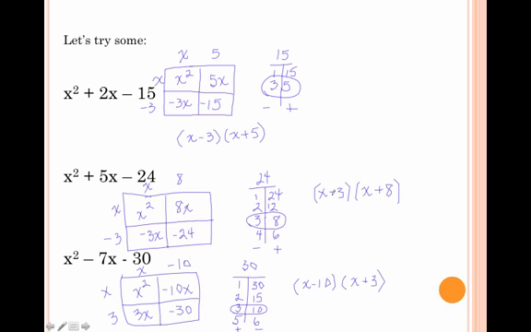Okay, so this one went exactly the same as before. We had a positive 8 and a negative 3, but notice this time, in order to get a negative 7x, my bigger number had to be the negative. My smaller number was the positive, so that I got an x minus 10 and an x plus 3.